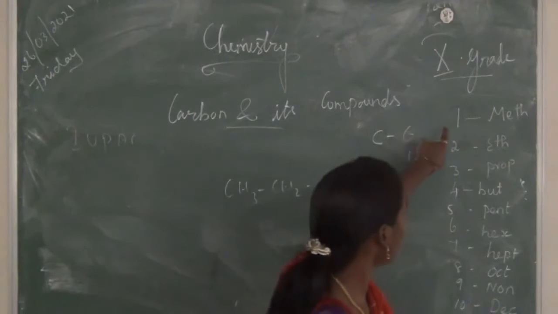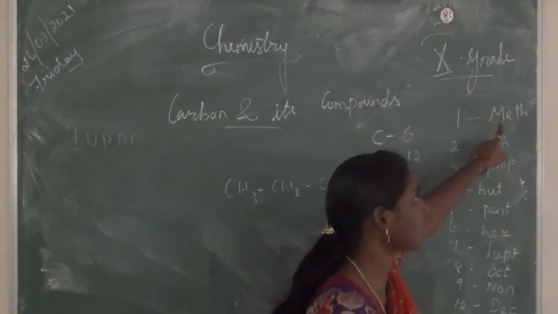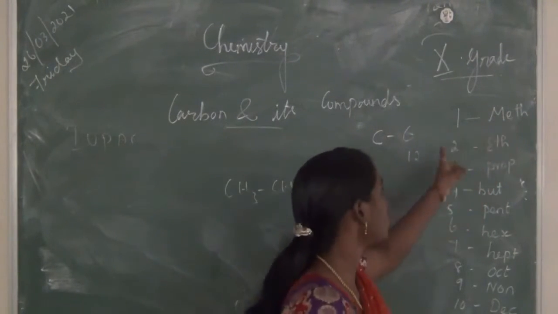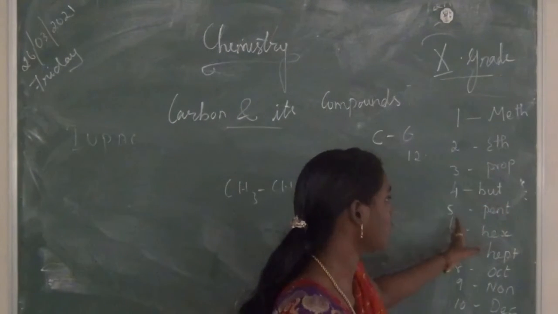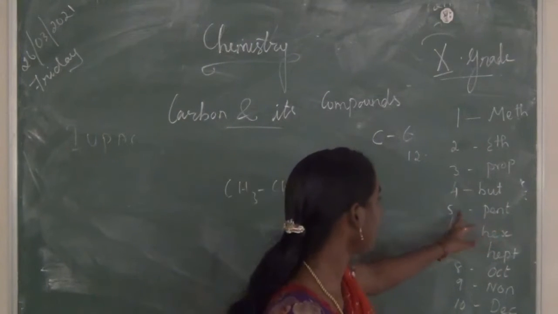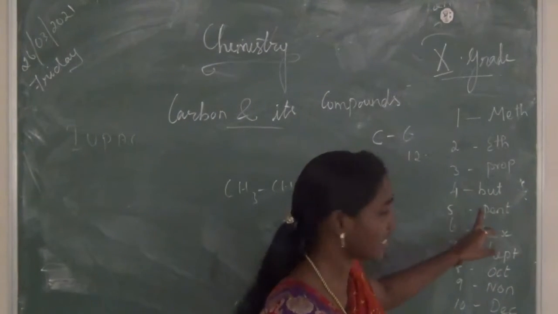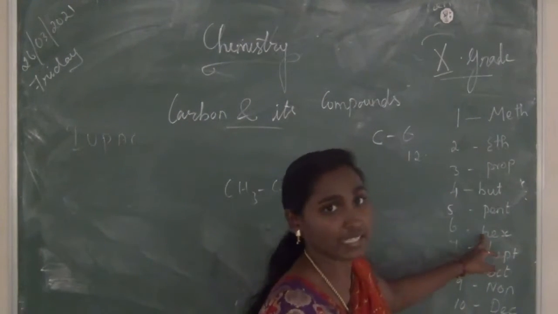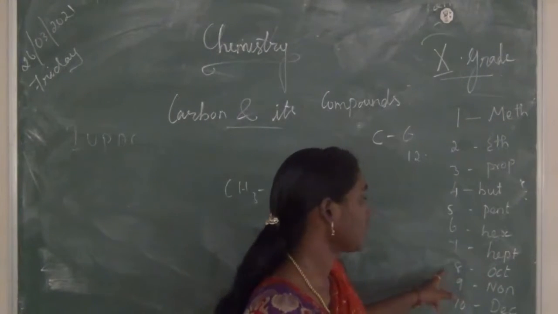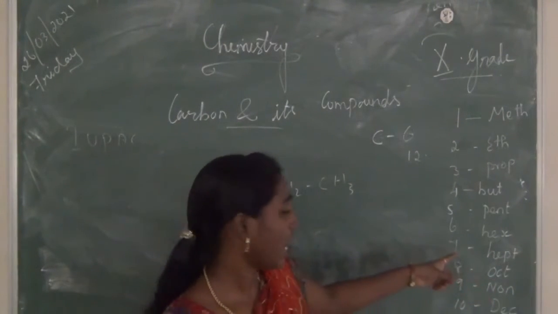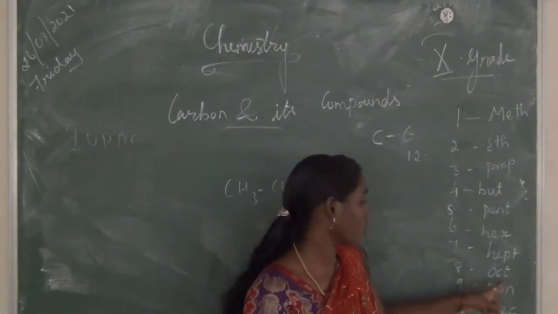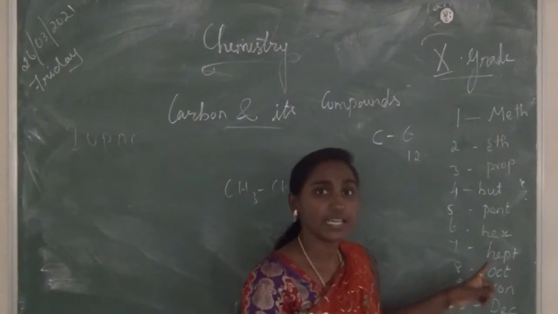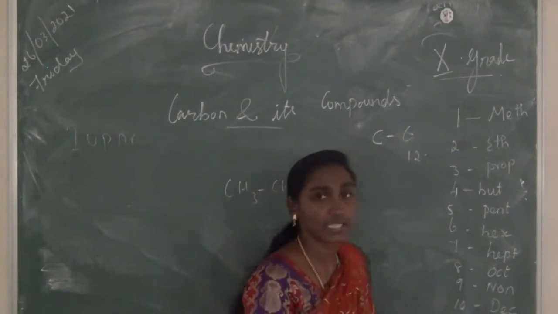So if one compound has 1 carbon atom, the root word is meth. 2 means eth. 3 means prop. 4 but. 5 pent. Repeat after me, 5 pent. Then 6 hex. 7 hept. 8 oct. If one compound has 8 carbon atoms, the root word is oct. Then 9 means non. Then 10 means dec.